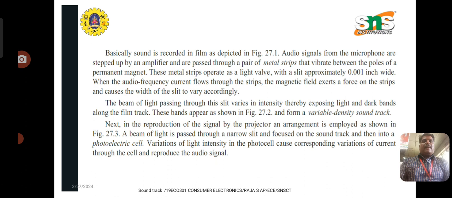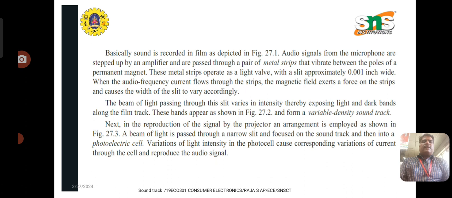So basically, sound is recorded in a film. Audio signals from a microphone are stepped up by an amplifier and passed through a pair of metal strips that vibrate between the poles of a permanent magnet. The metal strips operate at a light wall with a slit approximately 0.001 inch wide. When the audio frequency current flows through the strip, the magnetic field exerts a force on the strips and causes the width of the slit to vary accordingly. The beam of light passing through this slit varies in intensity, thereby exposing light and dark bands along the film track. So these bands form a variable density soundtrack.